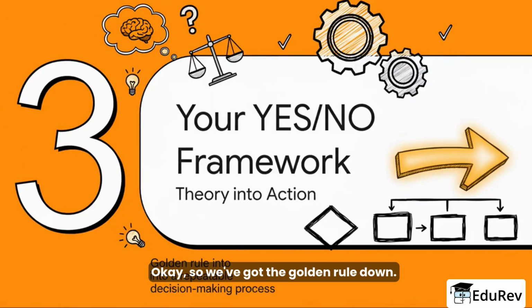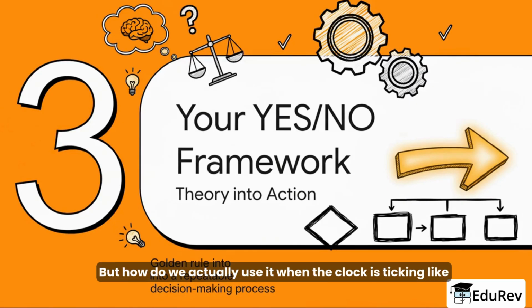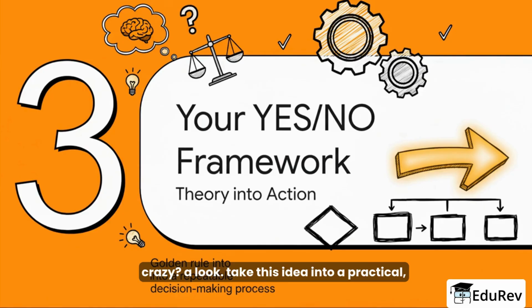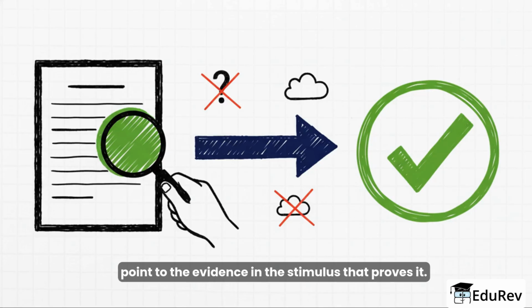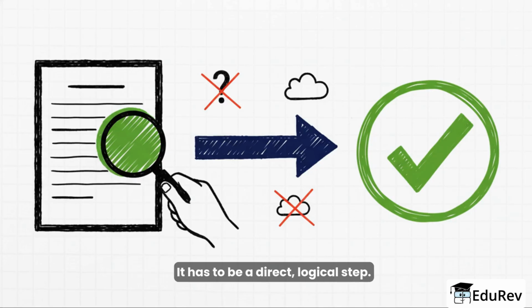Okay, so we've got the golden rule down, but how do we actually use it when the clock is ticking like crazy? Let's turn this idea into a practical, repeatable framework you can use every time. So, when do you hit that yes button? You click yes only when you can literally point to the evidence in the stimulus that proves it. It has to be a direct, logical step.